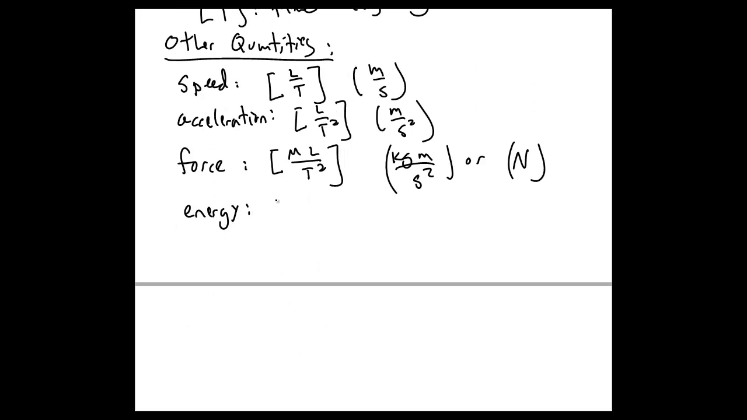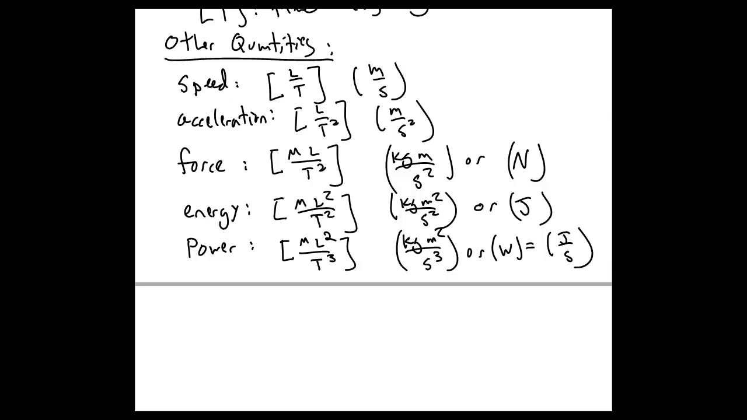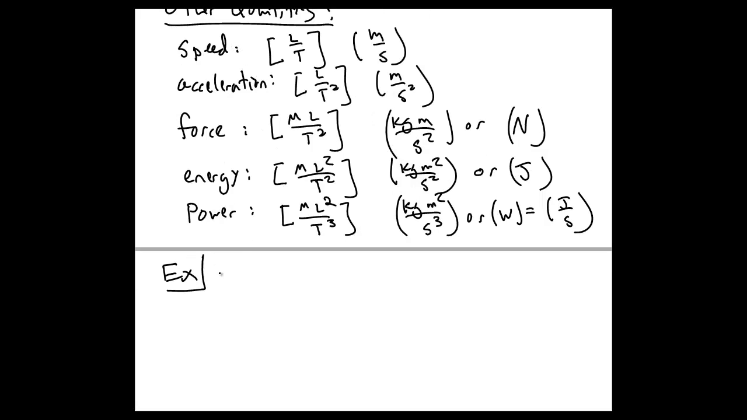Energy, which has units of mass times length squared over time squared, or kilogram meter squared per second squared in SI units, otherwise known as a joule. And power, which has units of mass times length squared over time cubed. In SI units, it's kilogram meter squared per second cubed, which is a watt, and a watt is a joule per second.